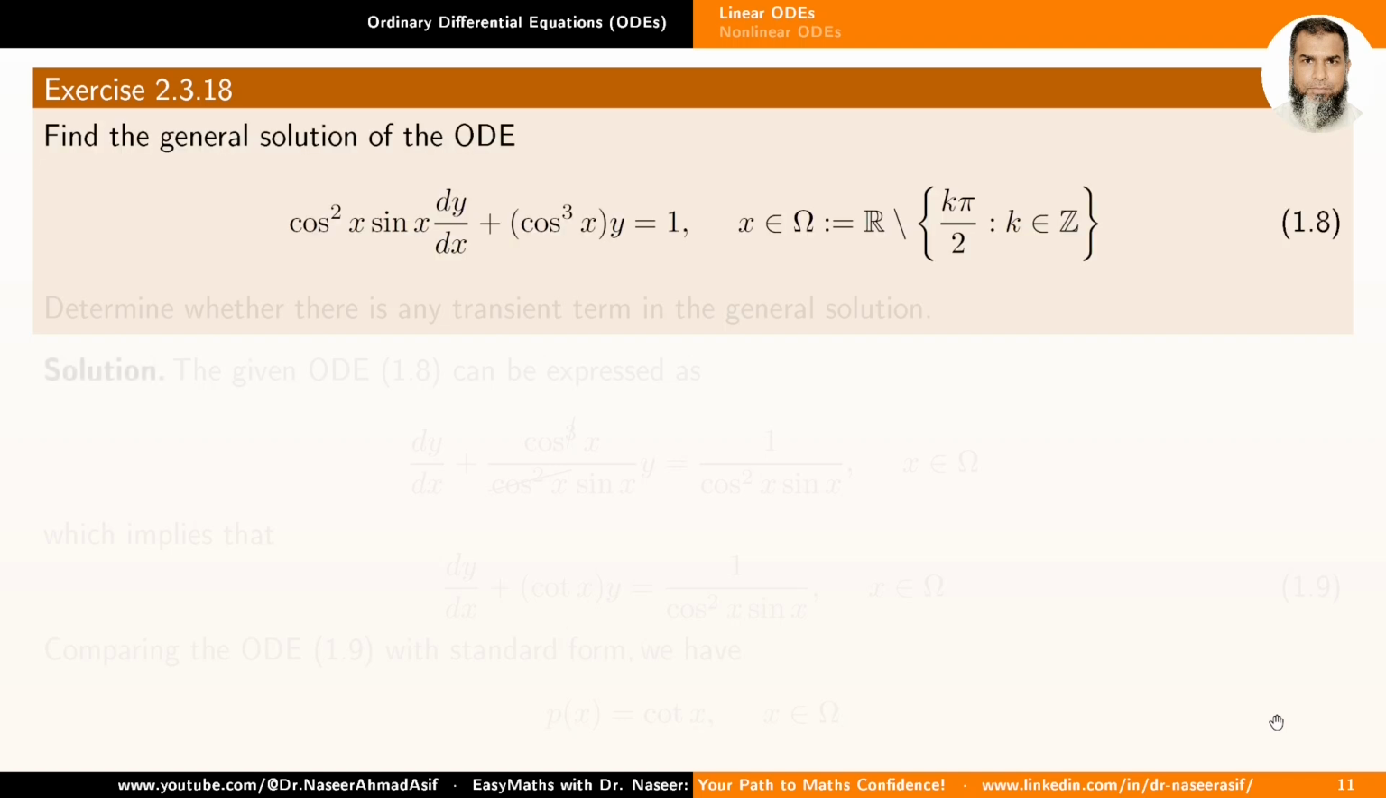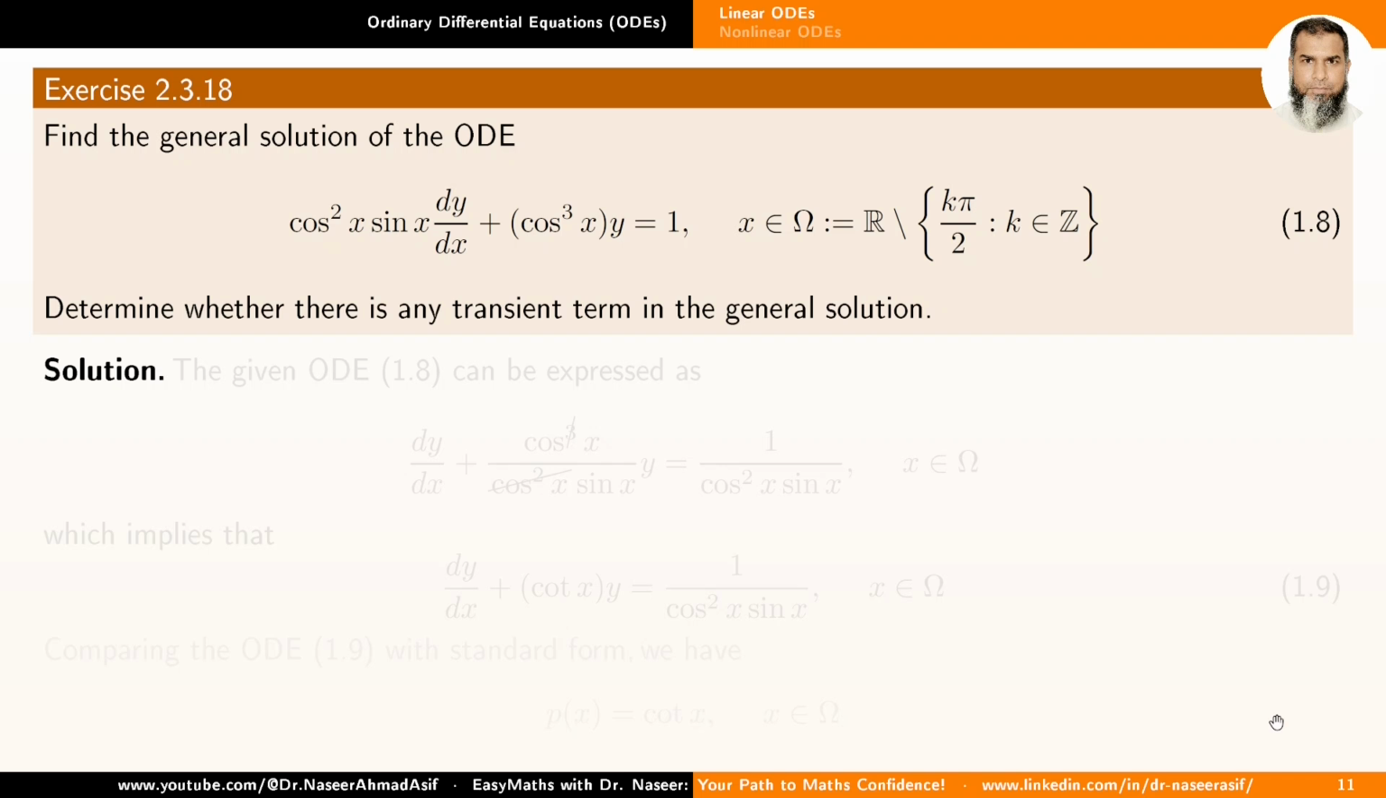Find the general solution of the ODE cosine square x into sin x into dy by dx plus cosine cube x into y is equal to 1, where x belongs to omega, which is defined as R other than k pi by 2, where k belongs to Z. Determine whether there is any transition term in the general solution. Well, see the solution.